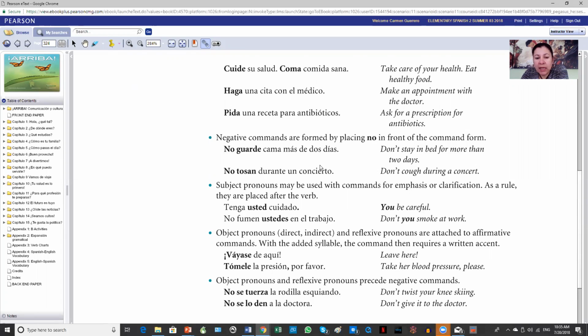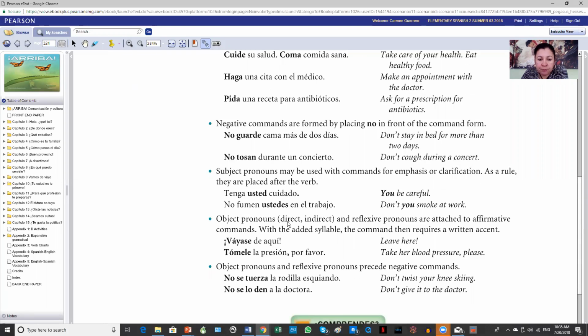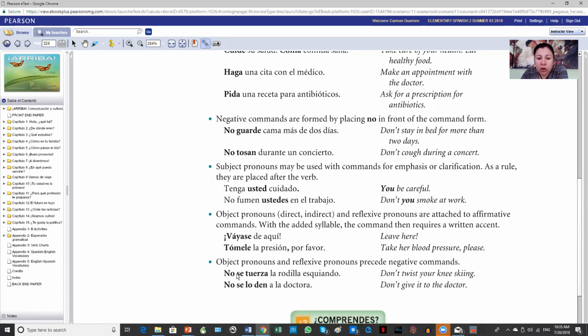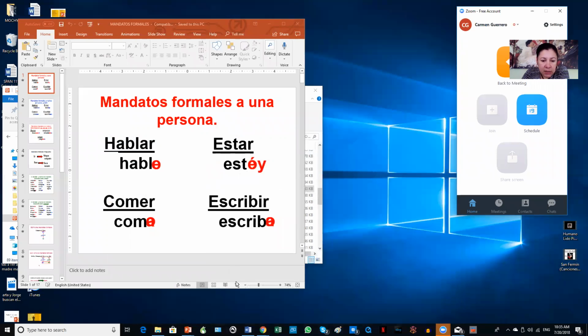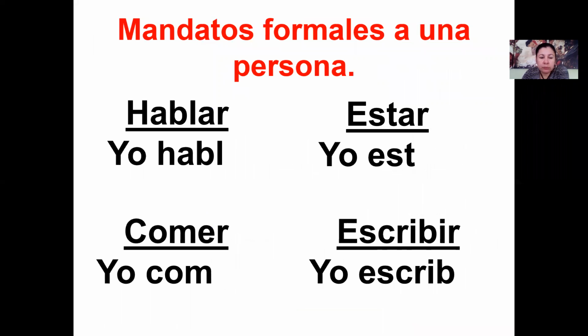We work on a negative, which we place before the command. No guarde cama, no tosan. And the subject will be placed after the command to make emphasis or clarification. Then we're going to work on attaching direct object pronouns to them. So let me open this and show you, chicas.